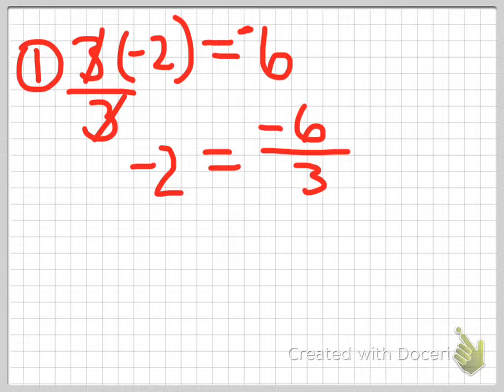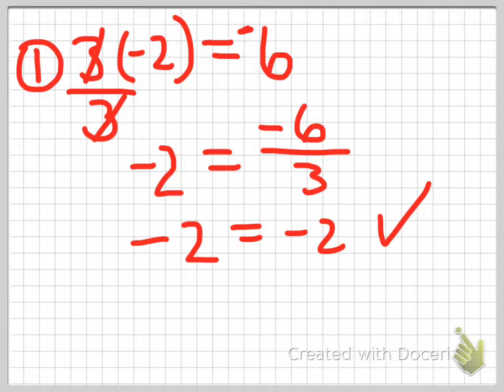Is this equation still true? Is negative 2 equal to negative 6 divided by 3? Check it in your calculator. What's negative 6 divided by 3? Negative 2? It's still a valid true equation. So circle yes. All I wanted to do was rewrite the equation so that negative 2 would be by itself on the left side equal to the right side.